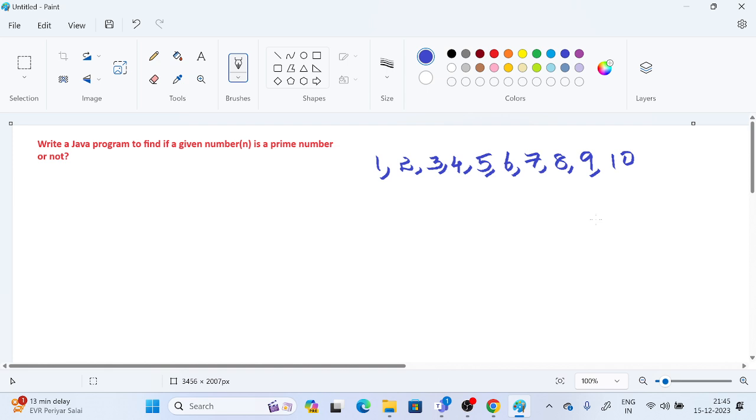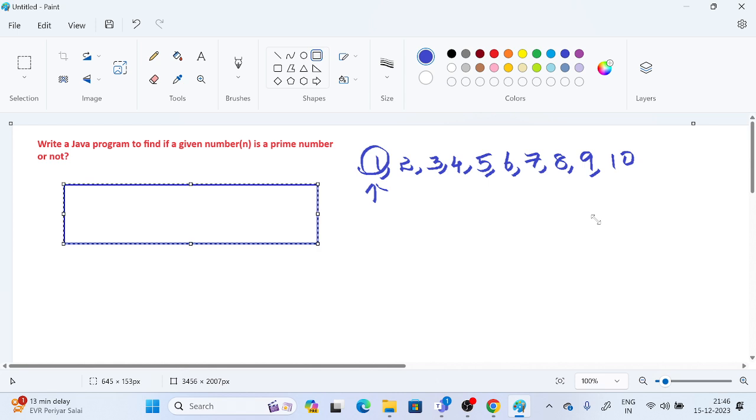If you check each and every individual number, check 1. One is perfectly divisible by 1 itself. The remainder is going to be 0, right? So 1 is not a prime number, and 1 is not a composite number. Mathematically you cannot say 1 is a prime number. At the same time, 1 is not a composite number, right? One is just a number which is neither prime nor composite.